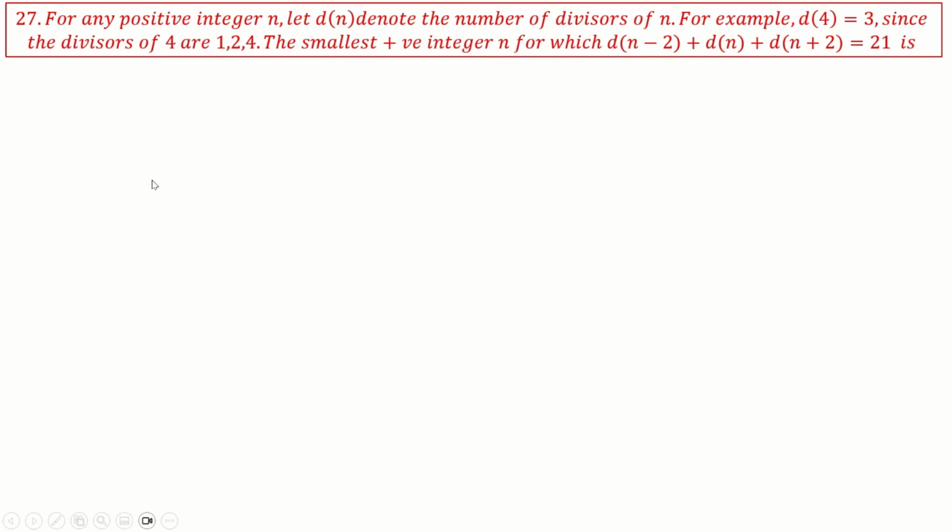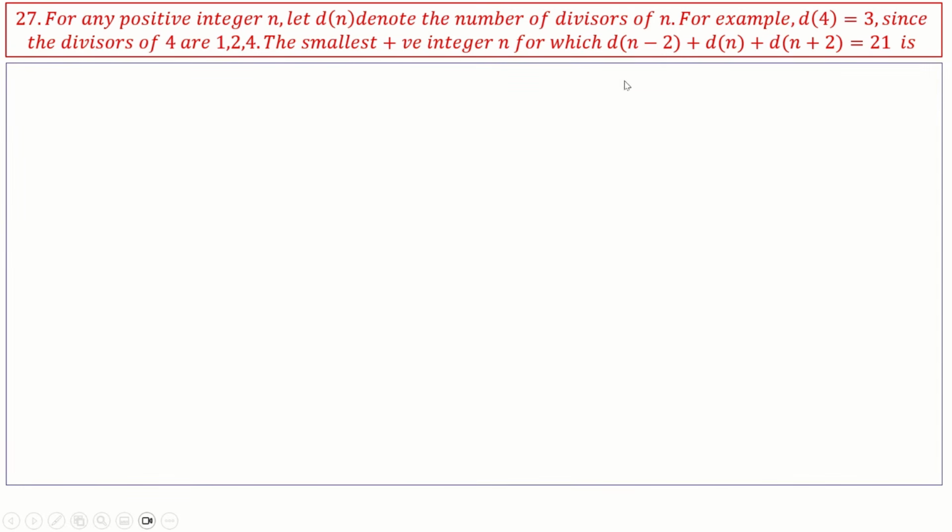For any positive integer n, let d of n denote the number of divisors of n. For example, d of 4 is 3 because the divisors are 1, 2 and 4. The smallest positive integer n for which d of n minus 2 plus d of n plus d of n plus 2 is 21. Okay, so this is also again a simple trial and error method. The only thing is you need to know the condition from where you should start.